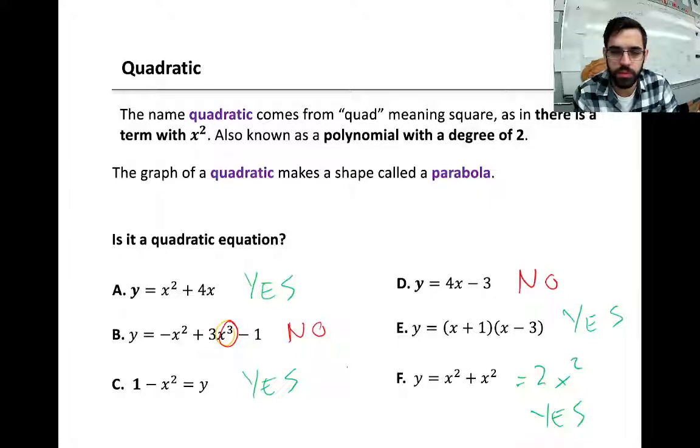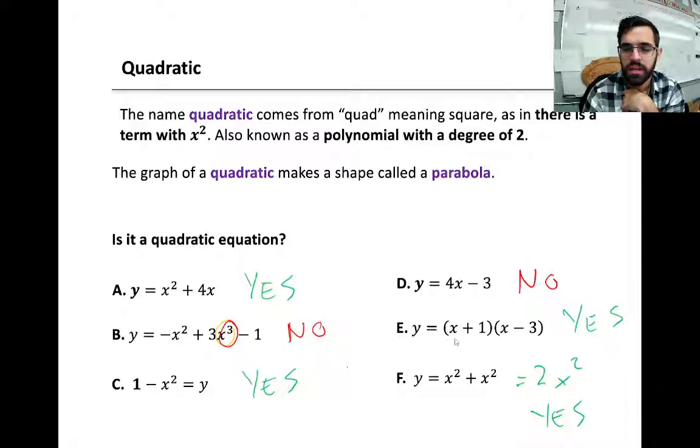Six examples. Which ones are quadratics? A is a quadratic. We have an x squared term and an x term. B is not a quadratic because it has an x to the power of 3. C is a quadratic. We have x squared and a constant term. D is not a quadratic, as there's no x squared term. This is actually a linear.